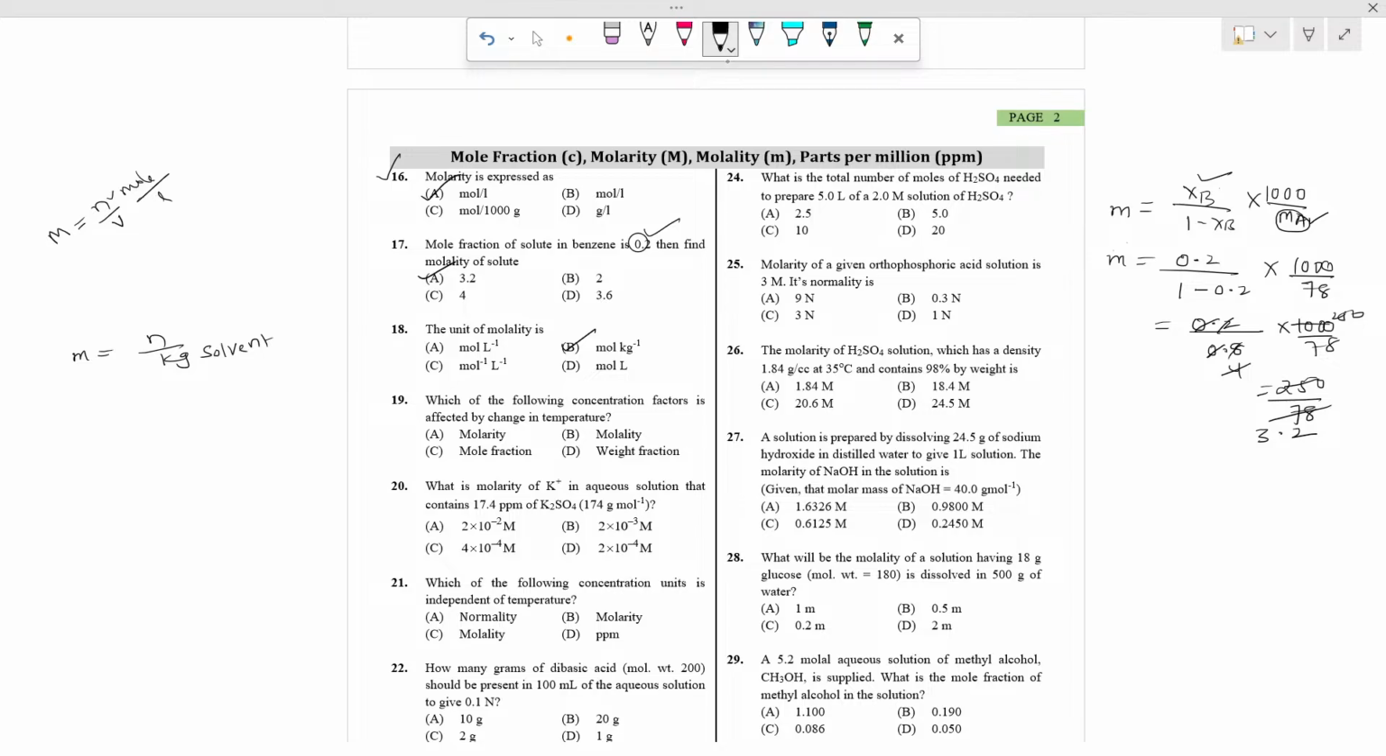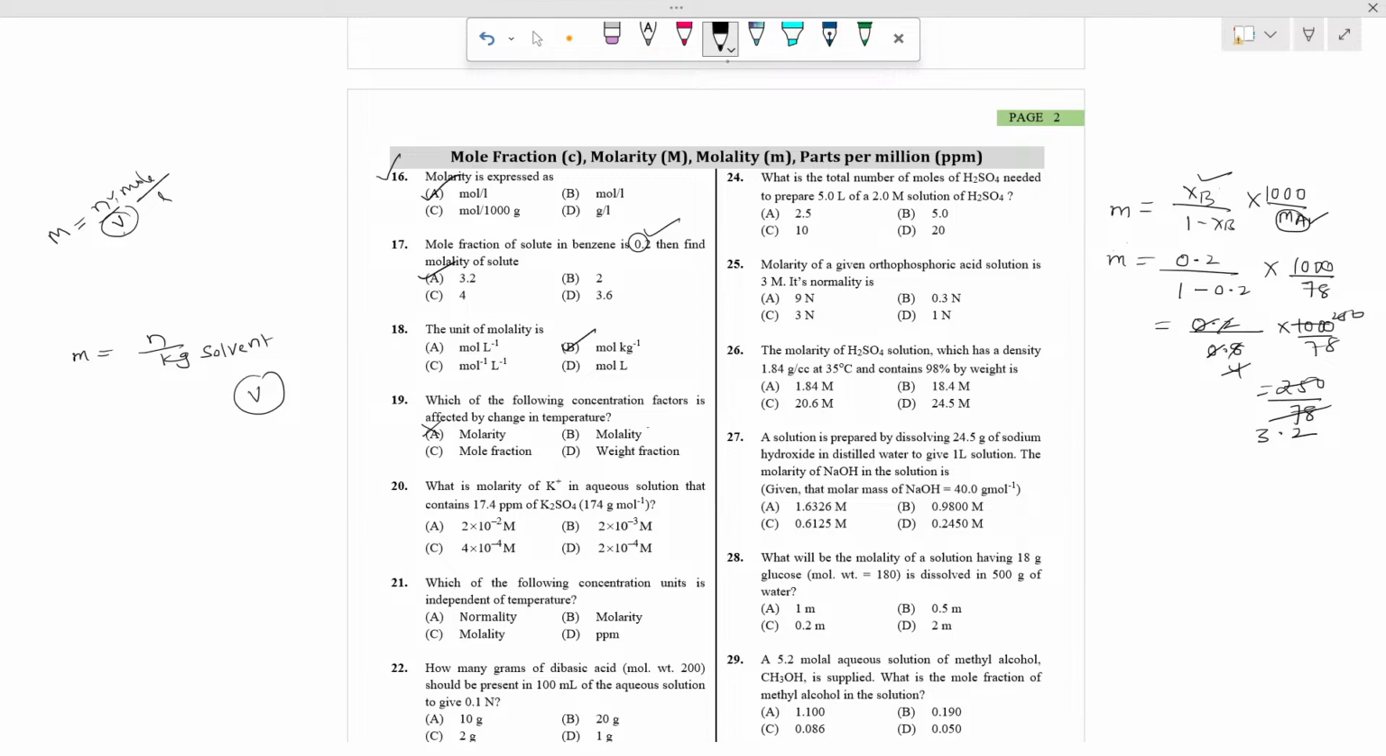Next, which of the following concentration factors is affected by change in temperature? Generally change in temperature is related to the volume term. If volume is there in any concentration term, then definitely it will be influenced by temperature. See this one, molarity. The definition of molarity is number of moles upon volume. So here volume is there, and this is our answer.